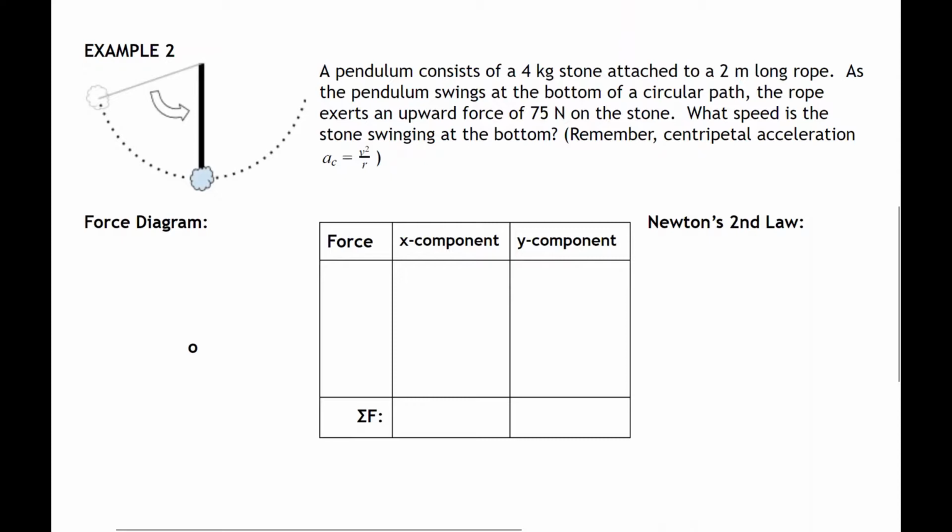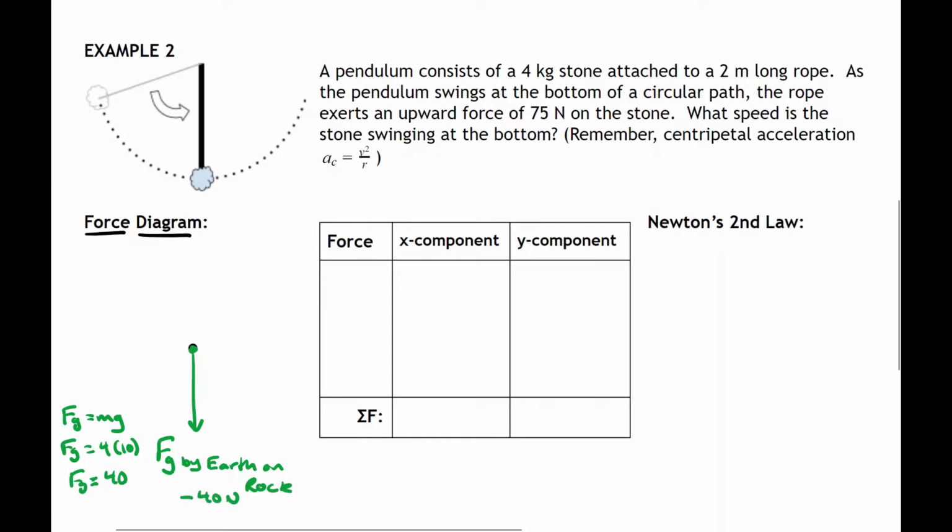As always, let's start with a force diagram. We have a force of gravity downwards. We know that the mass is 4 kilograms, so the force of gravity is going to be 40 newtons down. We also know that the rope exerts an upwards force on the rock. It tells us this force is 75 newtons. So this is a good time to check our work.